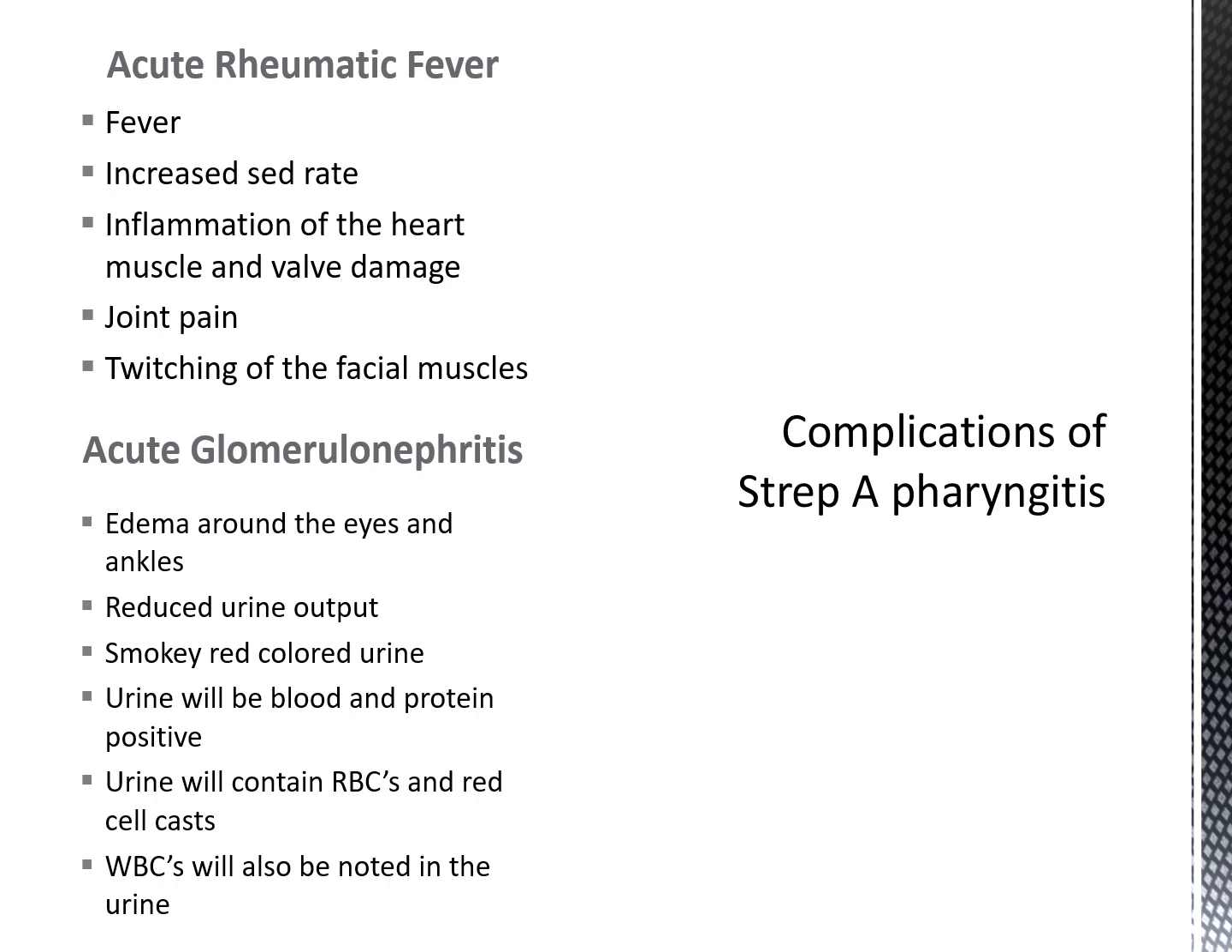In acute glomerulonephritis, we have immune complexes that form in the kidney and actually destroy the kidney. Here in acute glomerulonephritis, you're going to see edema around the eyes and ankles, or fluid retention, reduced urine output, a smoky red colored urine that's going to be positive macroscopically for blood and protein, and then microscopically the urine is going to show you red cells and red cell casts, and you may also see white cells in the sample as well.